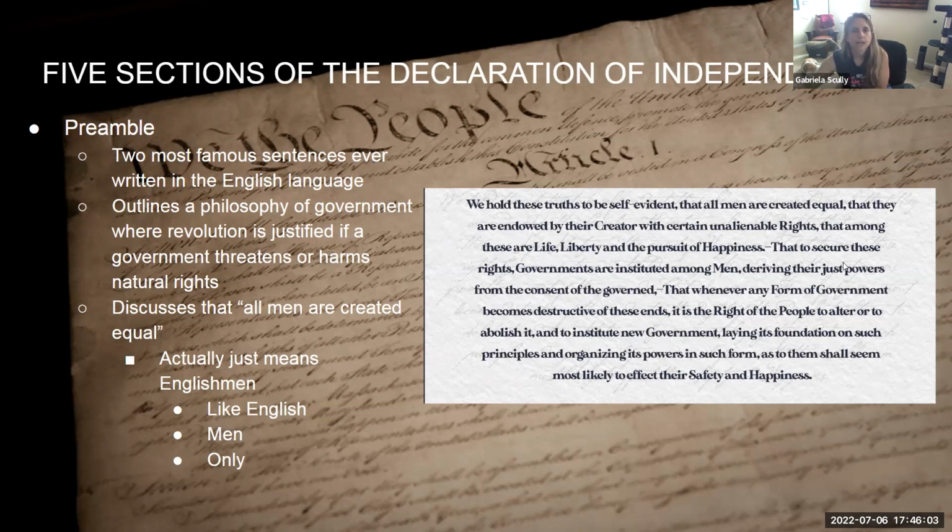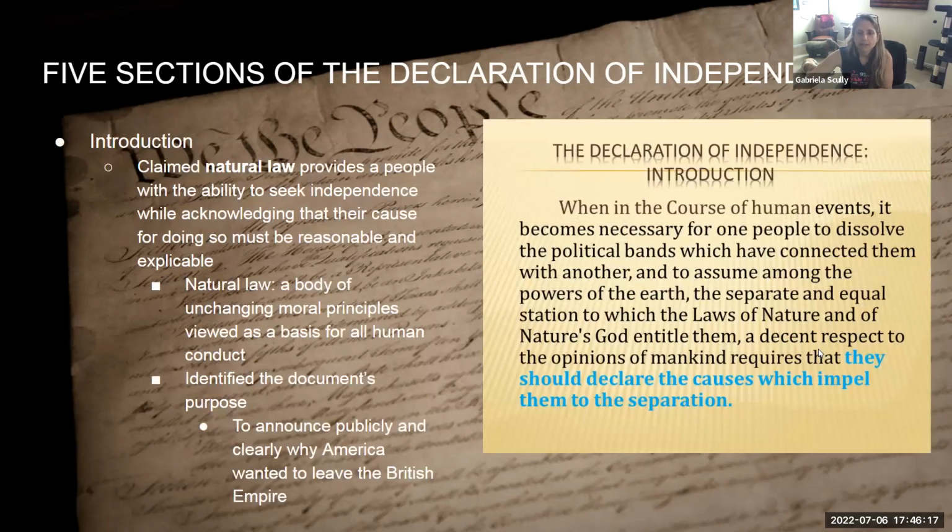This is the preamble. We have noticed that we have the right to break free of England's rule because it does not give us safety and happiness anymore. There you go. Okay. Oh, it went backwards.